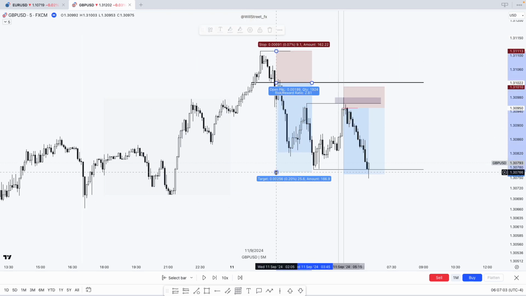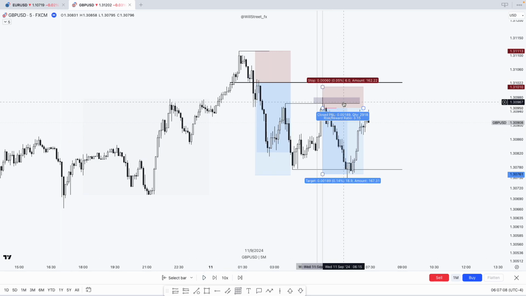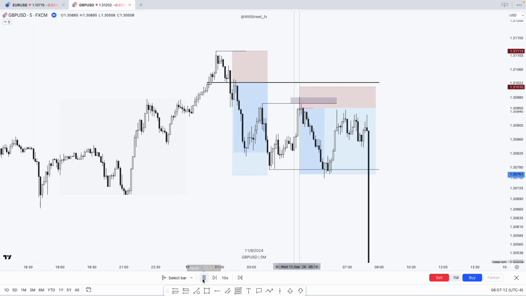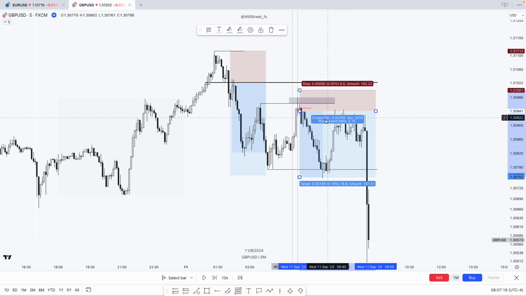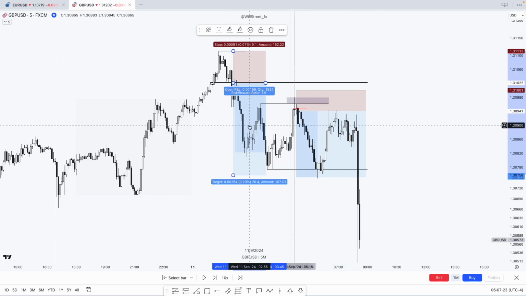Look what happened if you don't exit here. You got stopped out at break even, or maybe, well, it never touched, but because of the spread, or if you went short here, stopped out at break even and then it makes the move. In this case, this was perfect.